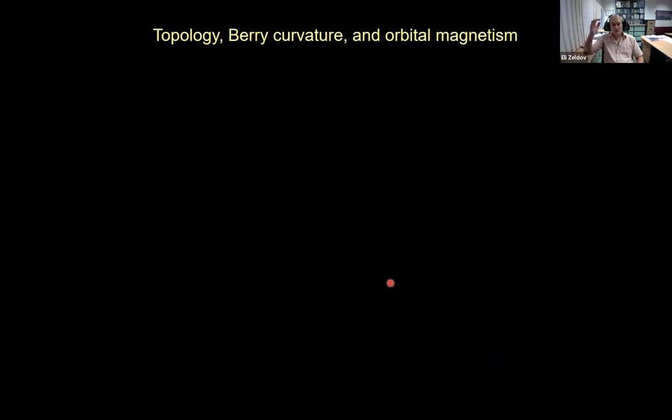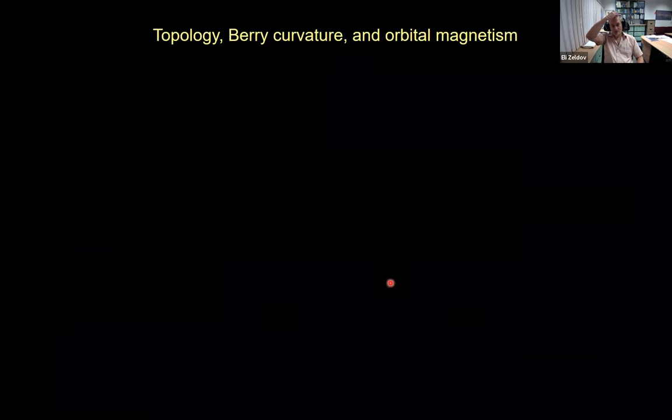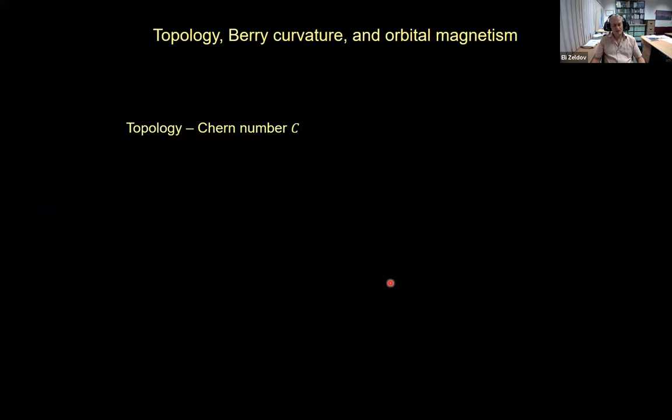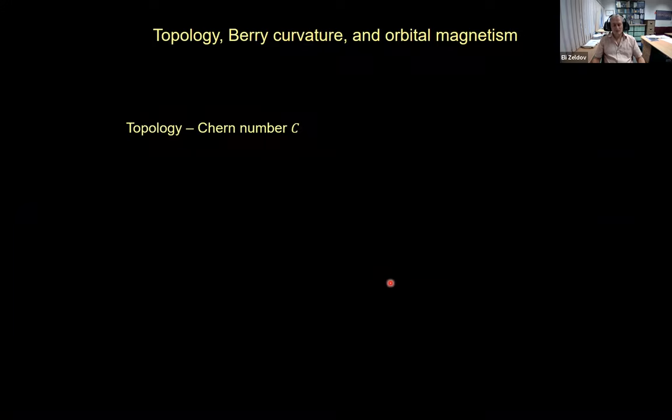So let me start from the big picture, and in particular, topology. Topology is a concept that emerged in recent years as a central theme in condensed matter physics. If your bands are topological, then they're described by a Chern number. We think of it as a global topological property, but still, topology remains quite an abstract concept.